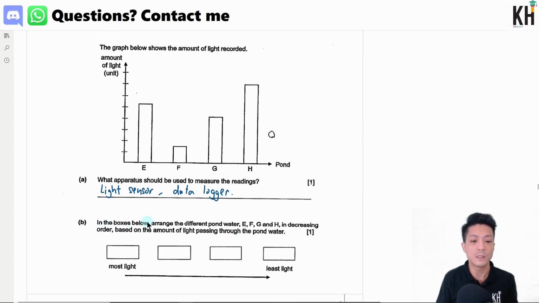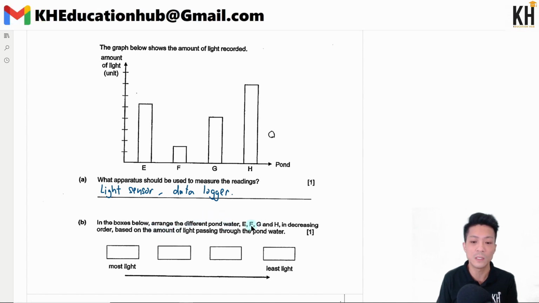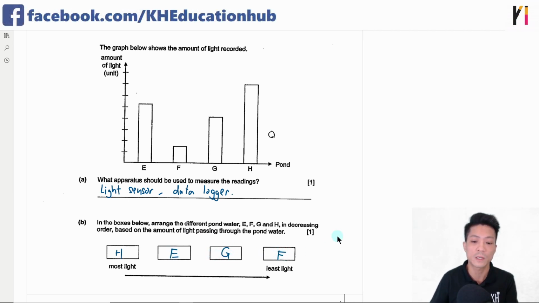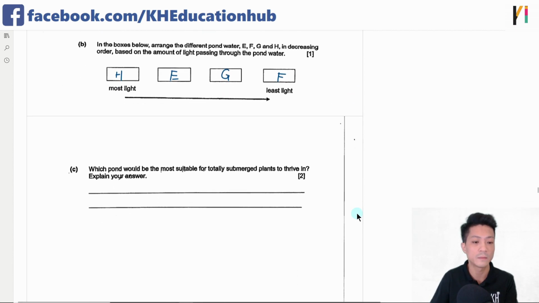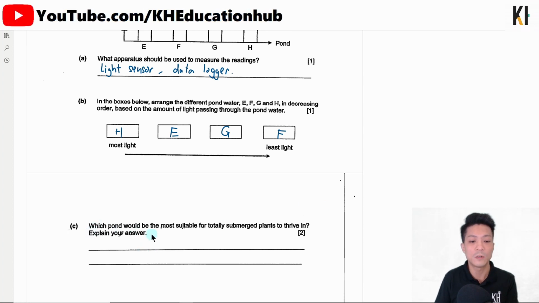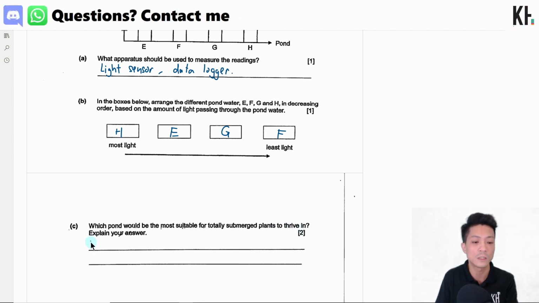For part B, in the boxes below, arrange the different pond water E, F, G, and H in decreasing order based on the amount of light passing through the pond water. Most light will be H, followed by E, G, and then F will experience the least amount of light. Part C, which pond would be the most suitable for totally submerged plants to thrive in? So it should be H.